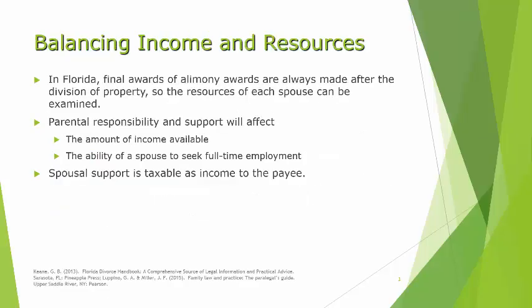The balancing of income and resources, as previously noted, final awards of alimony are made after the division of property and debt of the marriage. So once the judge decides on those things, then a final award of alimony can be made. And this allows the court to look at all of the resources available to the parties. These resources, once divided up somehow, will prove whether there's a need and an ability to pay.